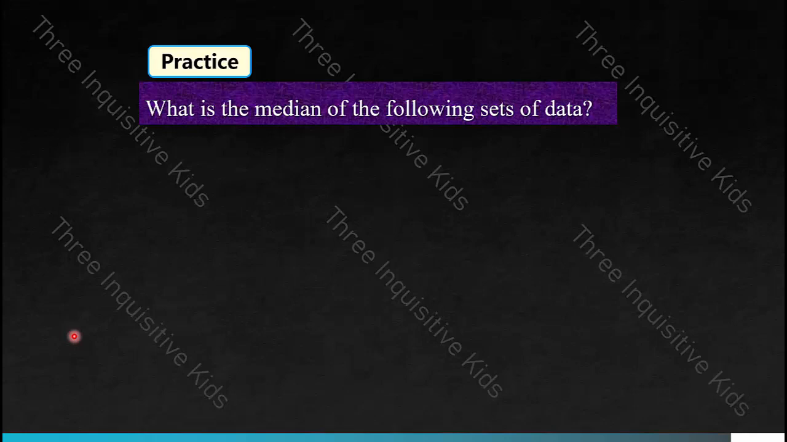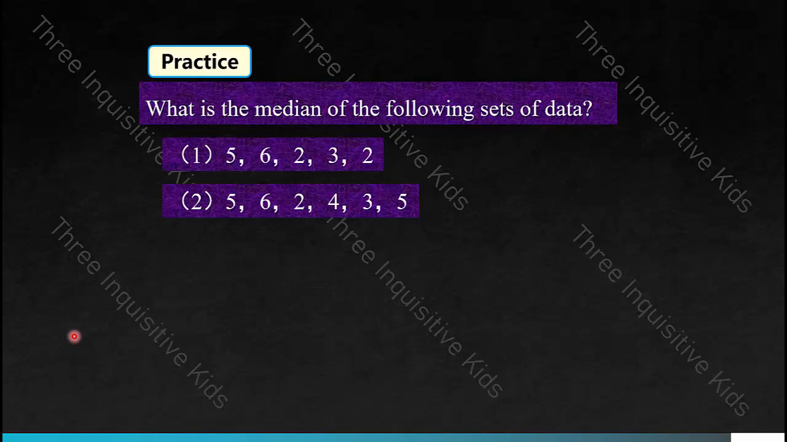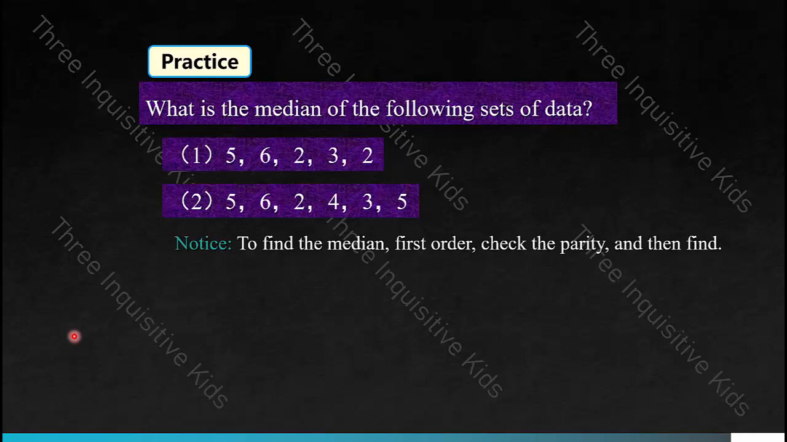What is the median of the following sets of data? Okay, pause the video to find, and then we will look at the answers together. Alright, so to find the median, first order, and then check if there is an odd number of data values or an even number, and then you can find. So the median of the first is 3 and the median of the second is 4.5.